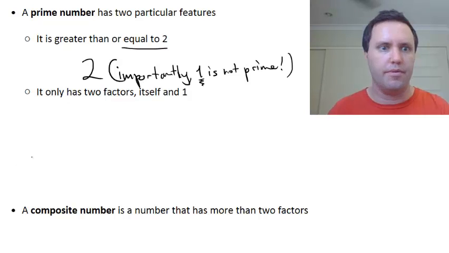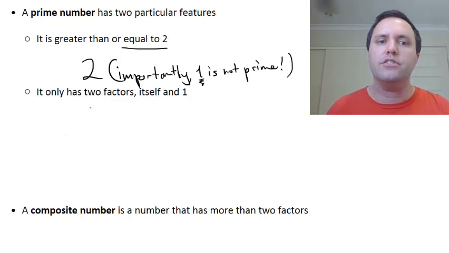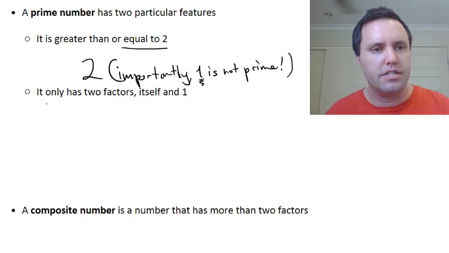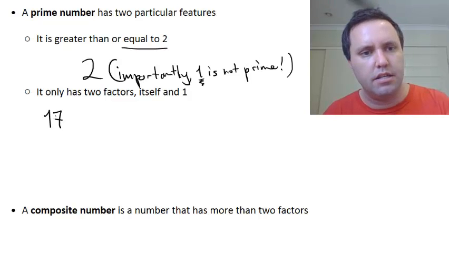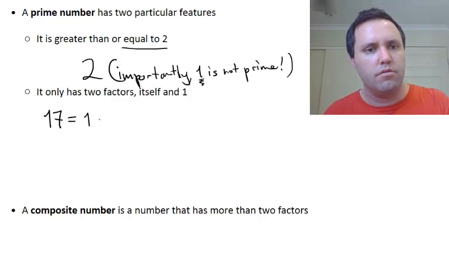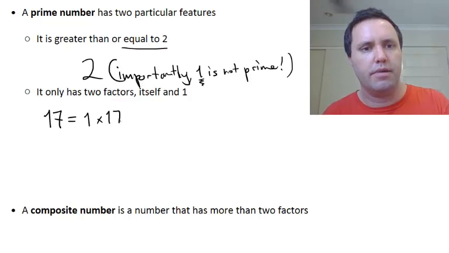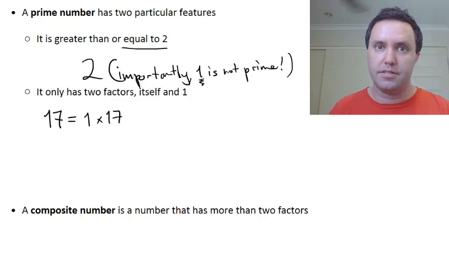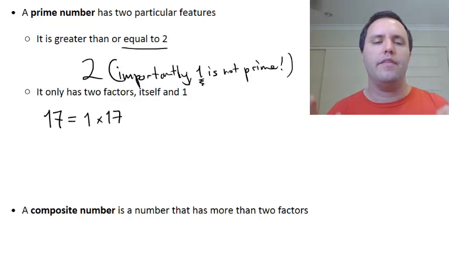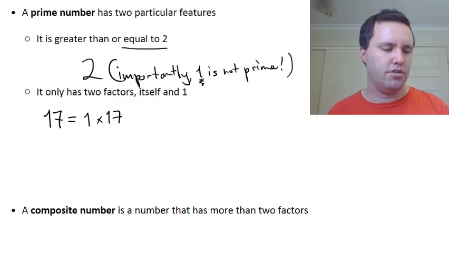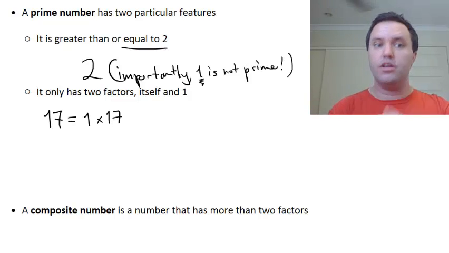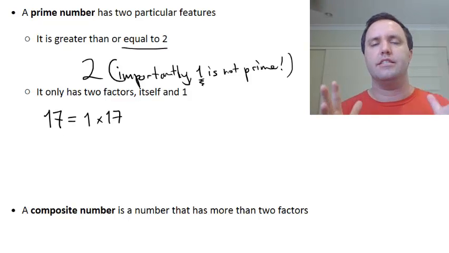Very important. Now, a prime number only has two factors, itself and 1. So for instance, let's have a look at 17. 17 is equal to 1 times 17. That's the only way you can make 17 by using factors. You can't use any other numbers, and that's special about our prime numbers. There's our two things: it's greater than or equal to 2, and it only has two factors, itself and 1.